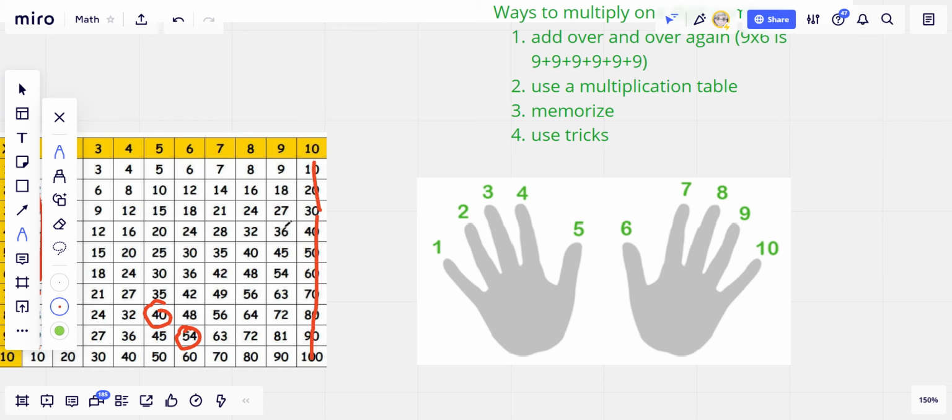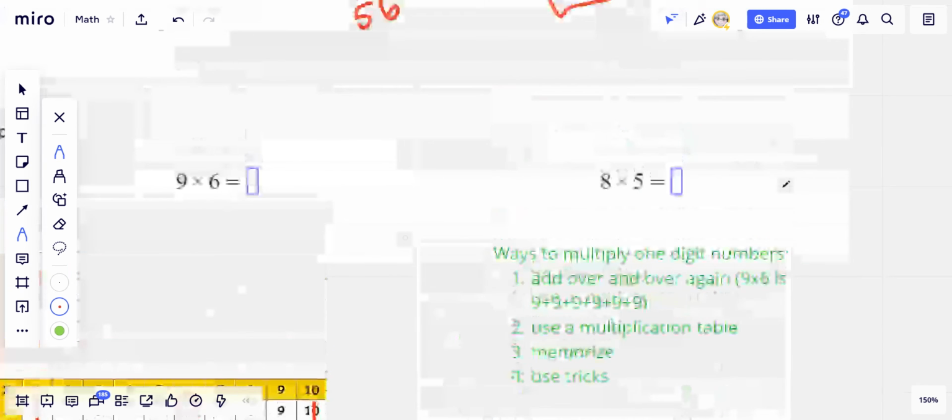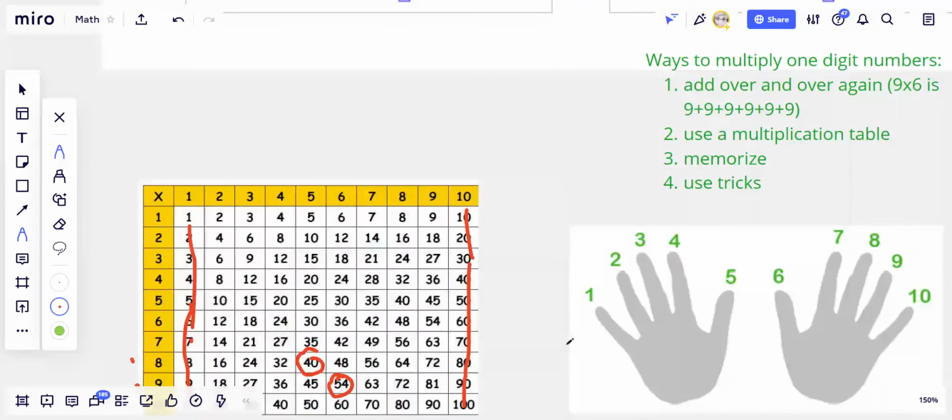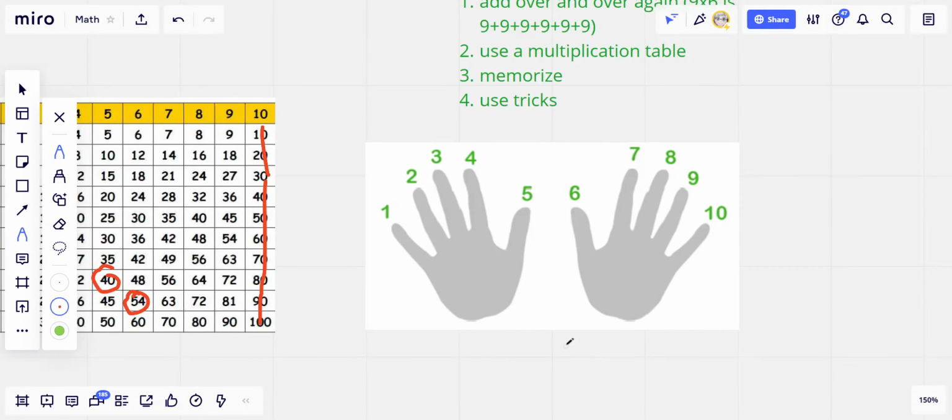But if that's not enough, there is this thing you can do with your hands that I just want everybody to know about. So let's see. Our problem up here was 9 times 6. So here's what you do. You put your hands out in front of you and you think about them numbered starting on the left with your pinky all the way through your other pinky, 1 through 10. And whatever number you're multiplying the 9 by, in this case we're multiplying it by 6, that's the number of the finger that you put down. You put that one down.